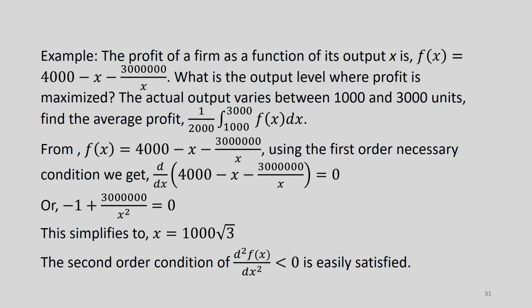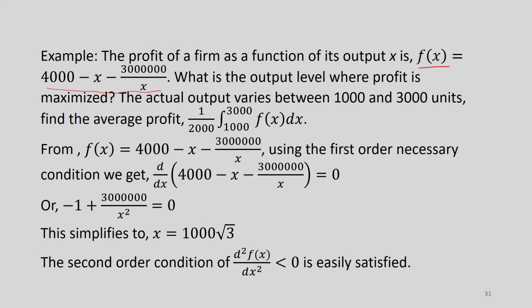The profit of a firm as a function of its output is given by this f(x). And what is f(x)? It is 4,000 minus x minus 3 million divided by x, that is 3 followed by 6 zeros. So, this function f(x) is the profit, and x is the output.